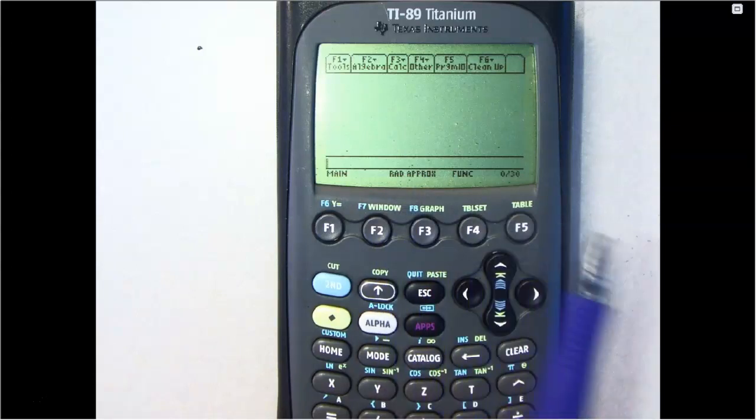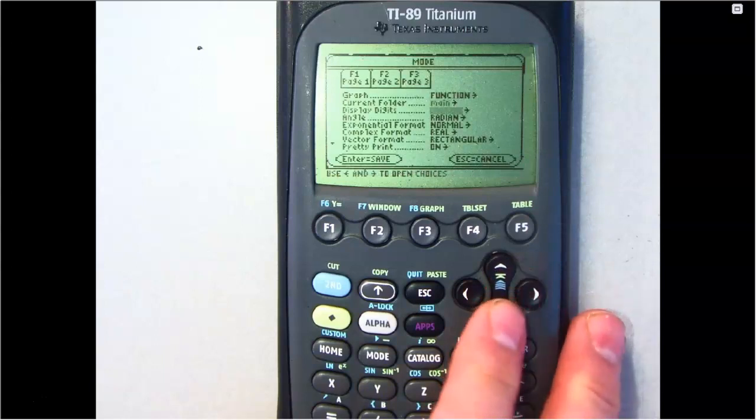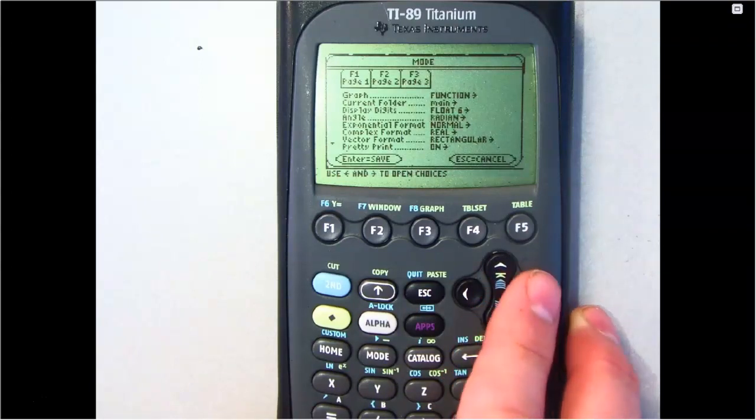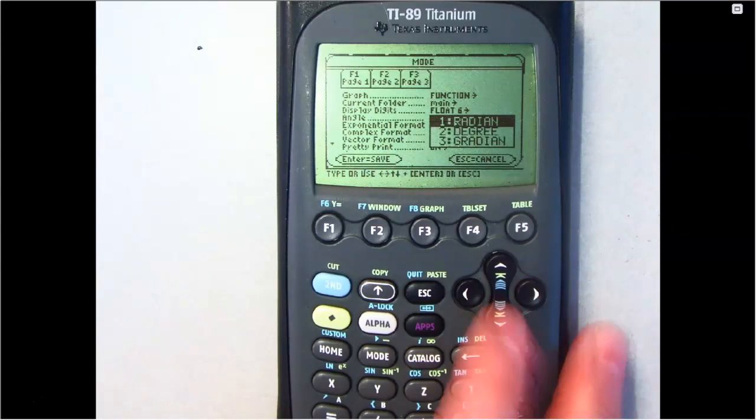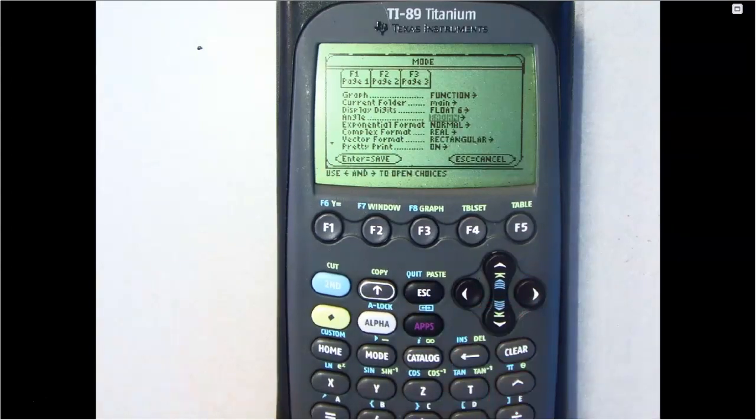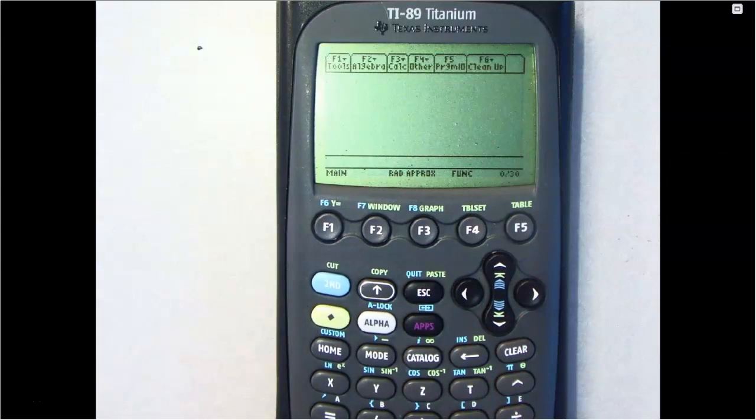How do you get to what? So mode. See where it says angle? The fourth one, and then hit right arrow. Choose radians, and then you have to hit enter again to save it. And then you should be in radians. Everybody good on radians? Then do you know how to switch to approximate or exact? So, good there?